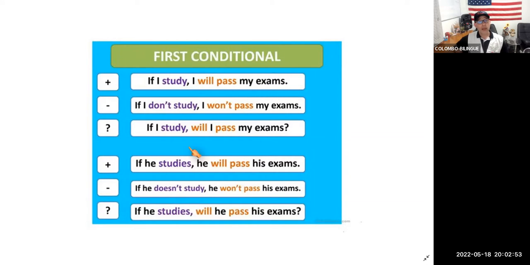If I study, will I pass my exams? That may seem to be a stupid question, but it isn't, because many times, sorry guys, many times you've got bad grades, very terrible grades.